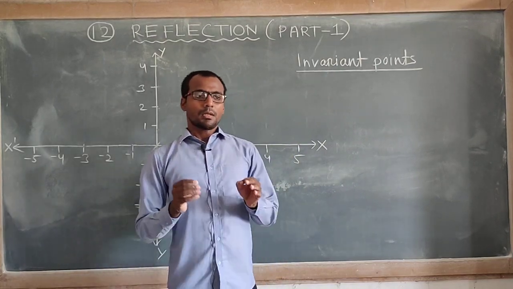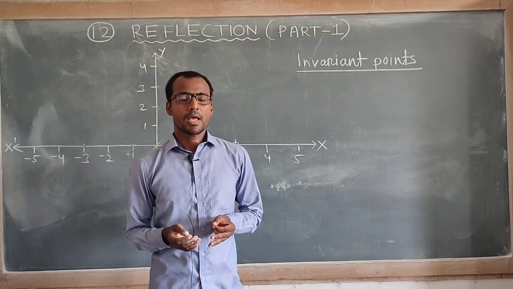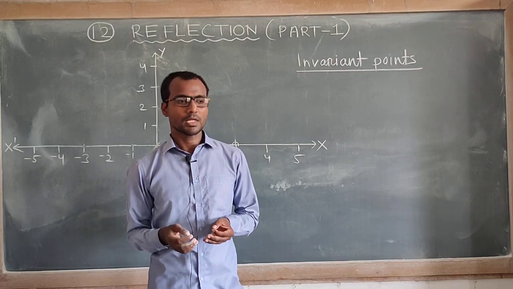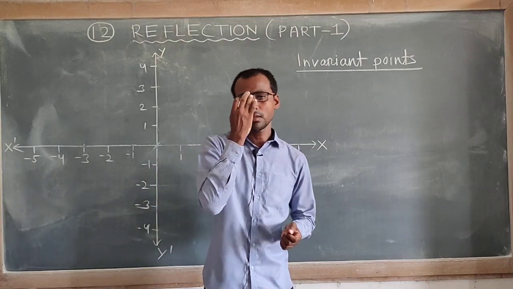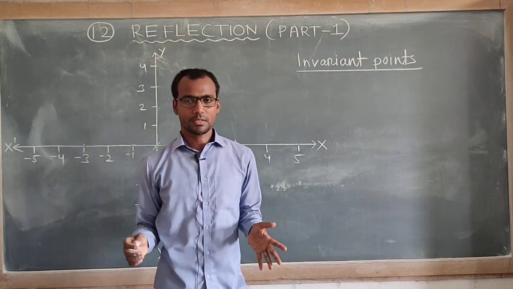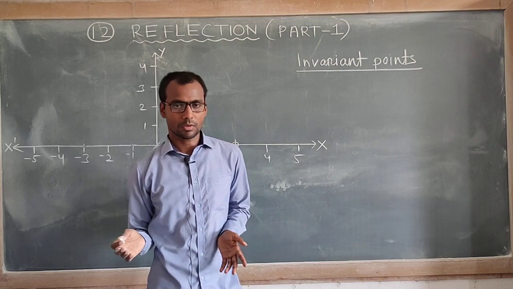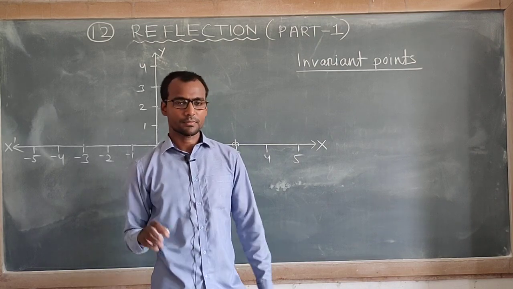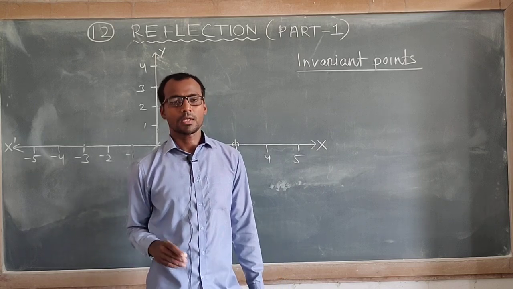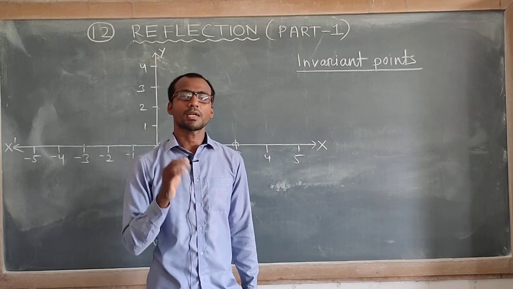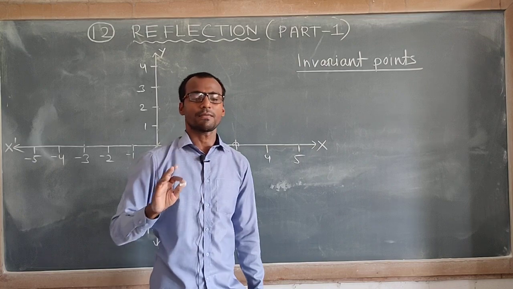Means if you take a point and you reflect it in some line, it may be the x-axis, it may be the y-axis, it may be the origin, it may be any line, but its coordinates will not change. Means it will not move at all. So is there any such point? Purely there is no such point. A point is invariant or not, that depends on the line in which it is reflected.